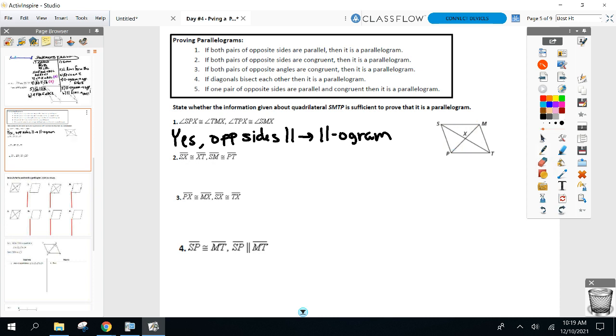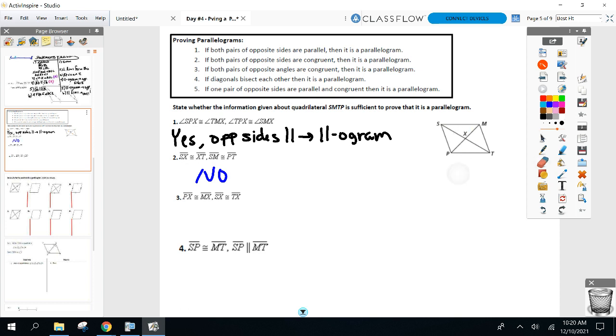All right, these next ones go a little quicker than that. Ready? SX and XT are equal. So are SM and PT. Is this good enough to say it's a parallelogram? What do we think? Absolutely not. You need both pairs of opposite sides congruent or both diagonals to bisect each other. So this one's a big no spot right here. That's not enough information to say it's a parallelogram.